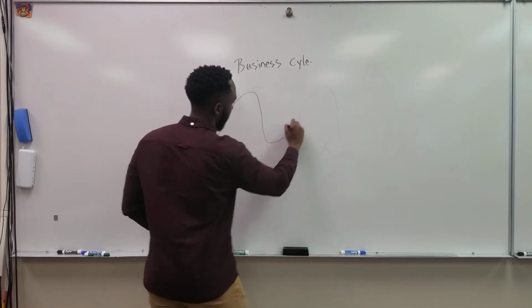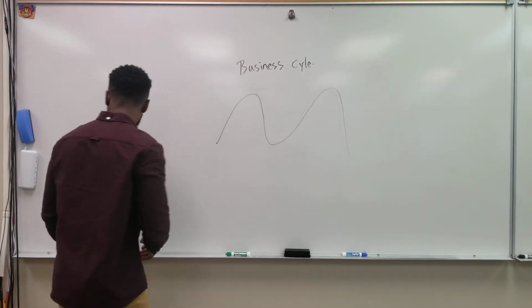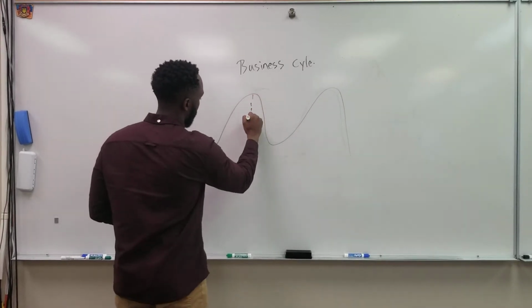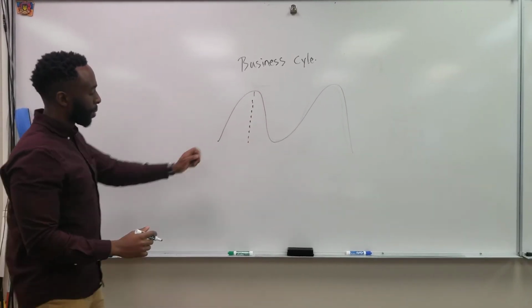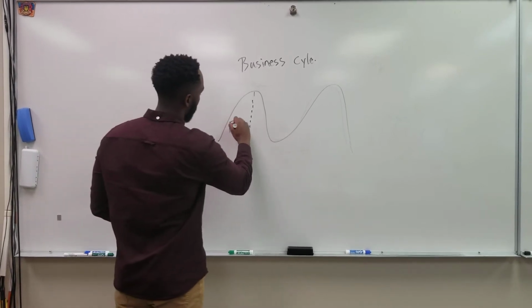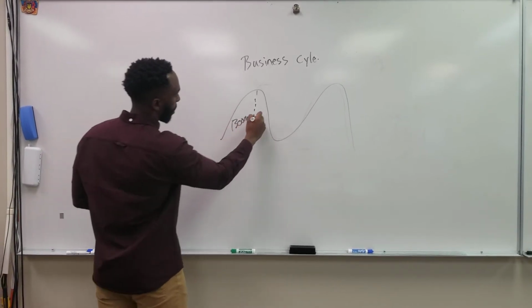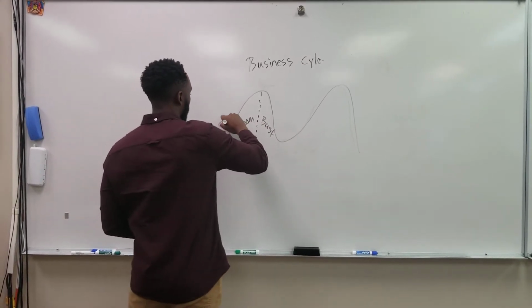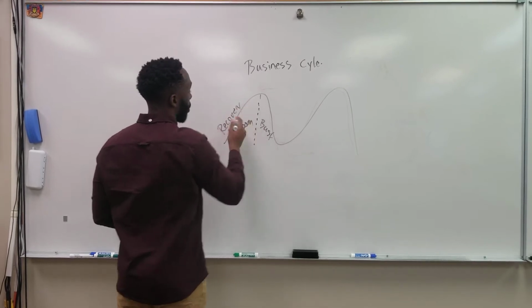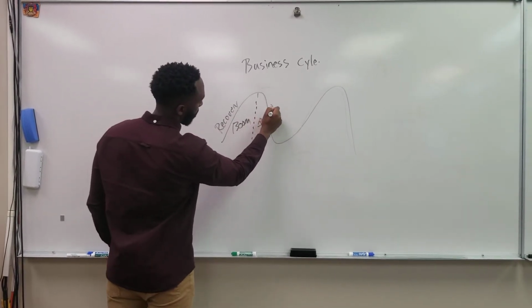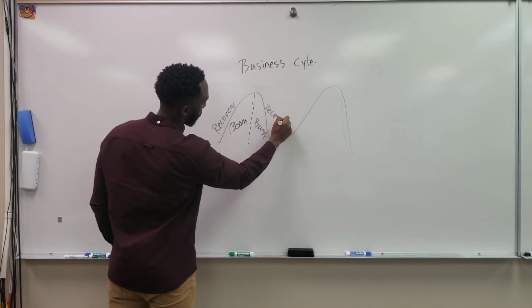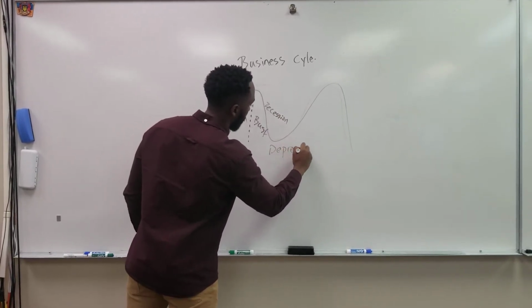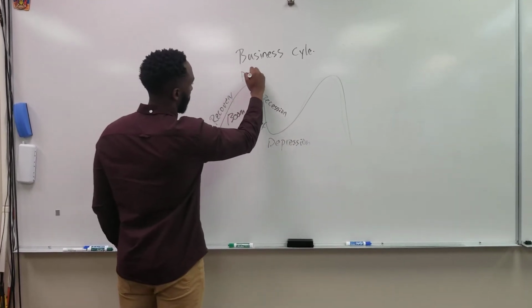So it looks something like this, right? Essentially we can split up the business cycle into a bunch of parts. This part where it goes up, we call it the boom phase. The part where it goes down, we call it the bust. This movement towards the top, we call it the recovery. This movement towards the bottom, we call it the recession. The very bottom, we call it the depression. And the very top, we call it the peak.